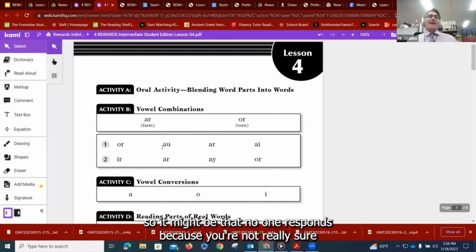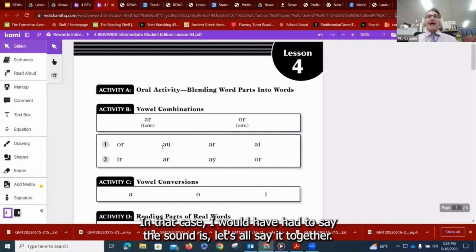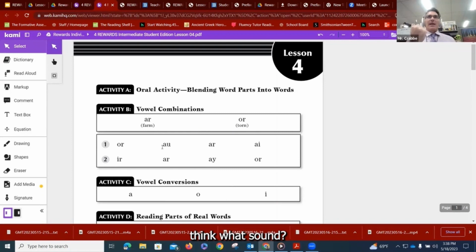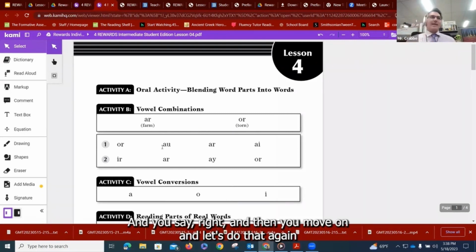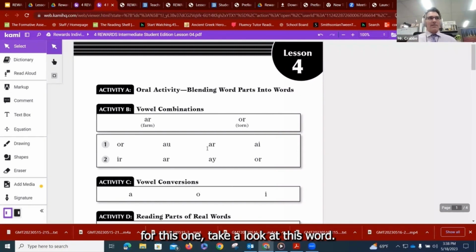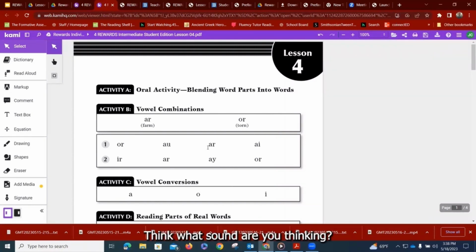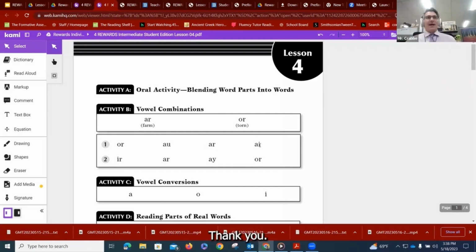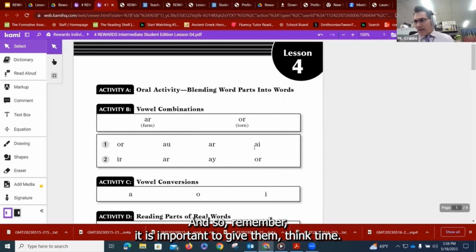So it might be that no one responds because they're not really sure what that sound is. In that case, I would have to say the sound is, let's all say it together. Think, what sound, and you say it, right? And then you move on. Let's do that again for this one. Take a look at this word. Think, what sound? R. Thank you. And remember, it is important to give them think time.